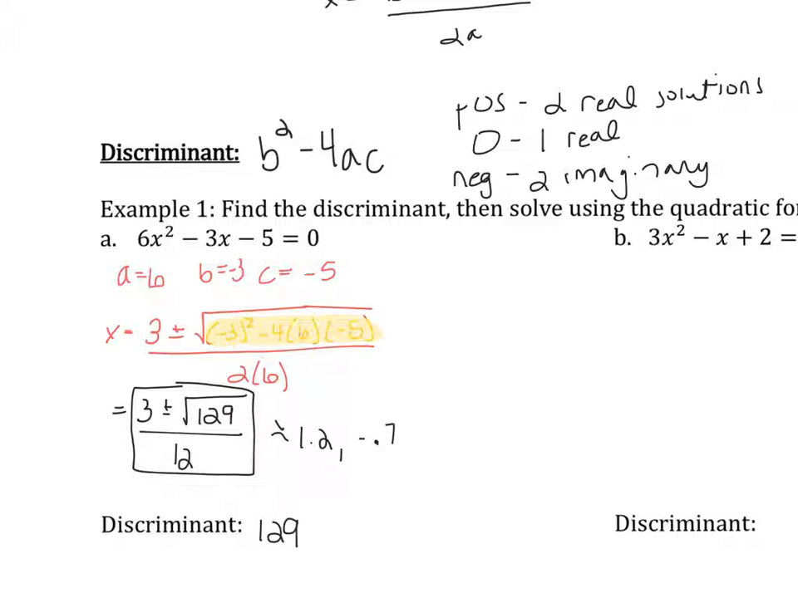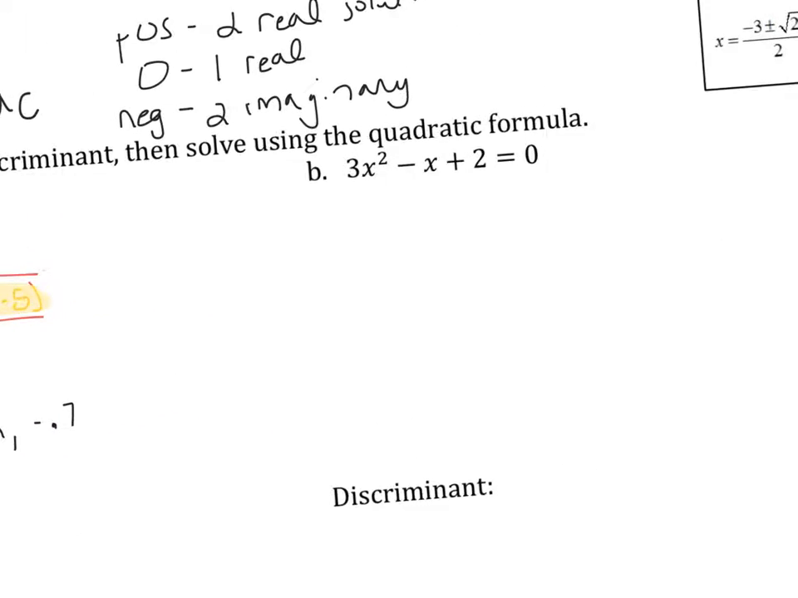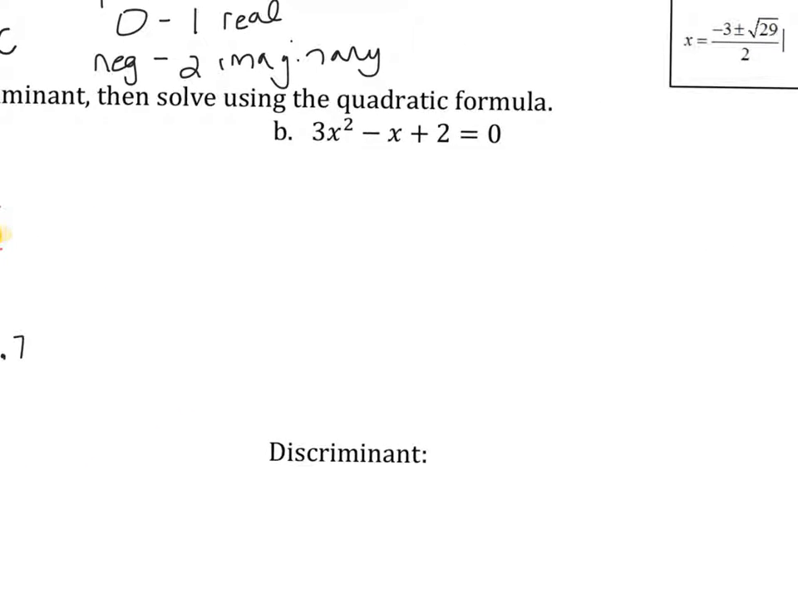Okay, now just to be clear, because I know that I got a little confusing there, this is all we have to do here. I just found the decimal equivalents to show you that it does cross the x-axis in two places. All right, let's try B. I won't go into all that extra explanation on this one.